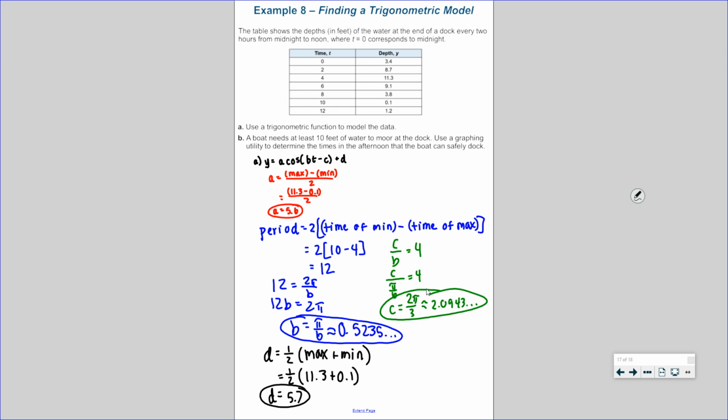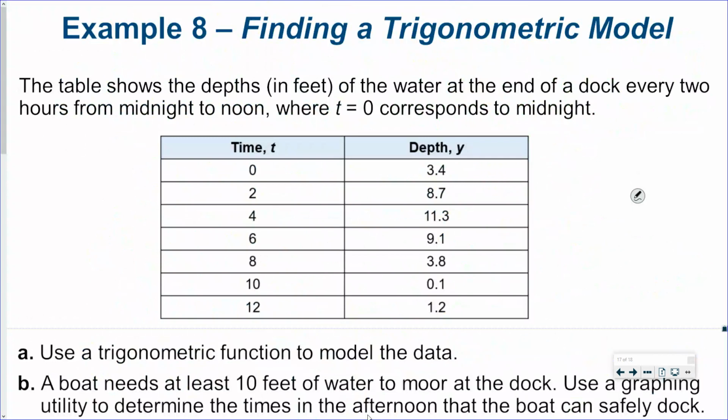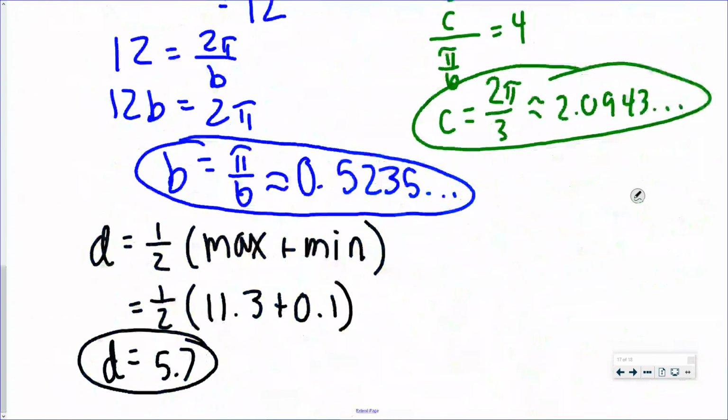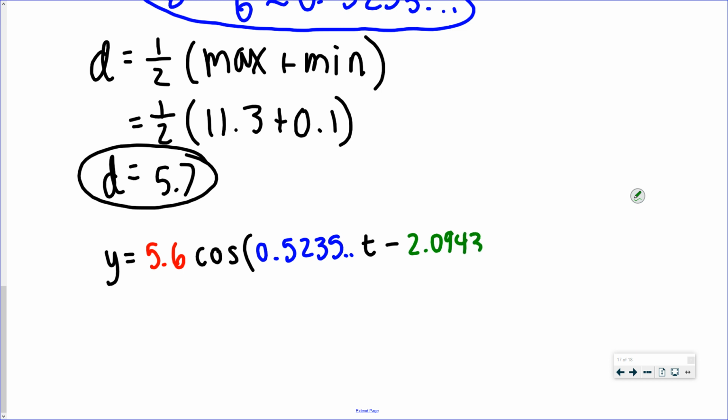Okay, so our equation is this. And we can type it into our y equals and see how close it models our graph in a second. Okay, so here's our equation. Let's write this down. Y equals 5.6, which is the amplitude, cosine of, I'm going to do decimal. If you want to write pi over 6, that's fine, especially when you go to type this in your calculator. T minus C plus D.